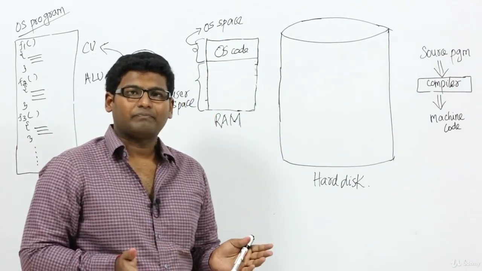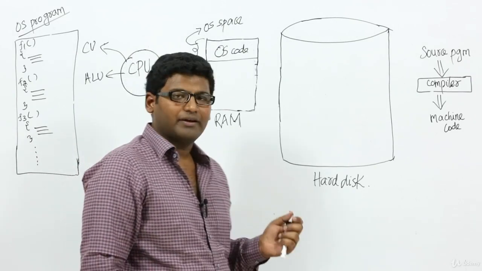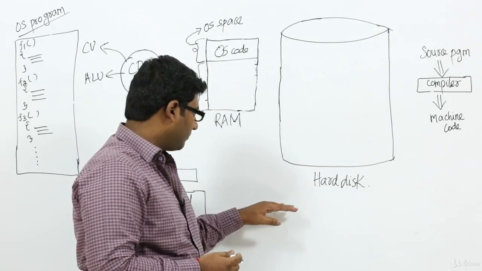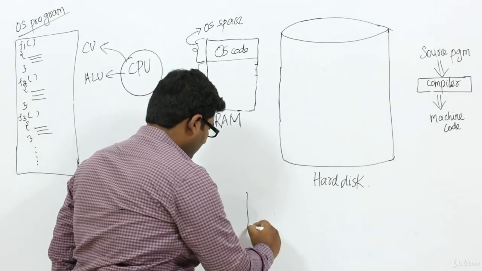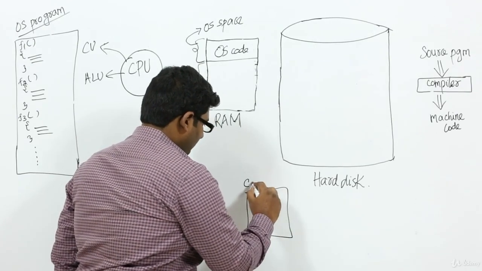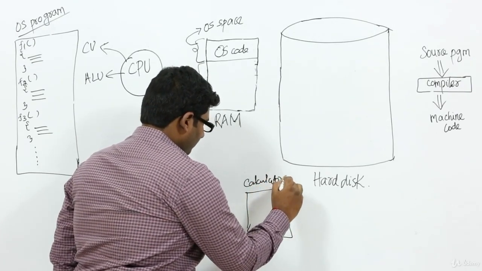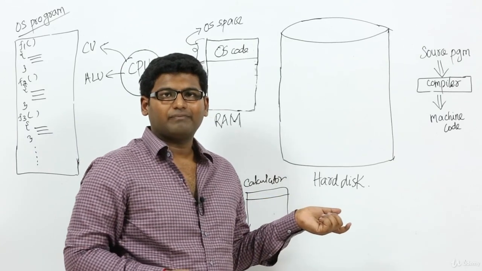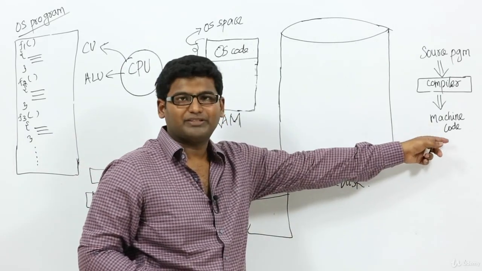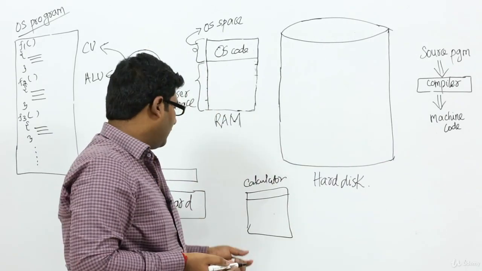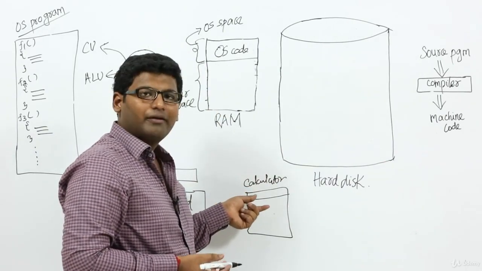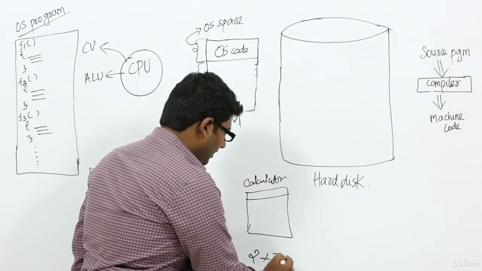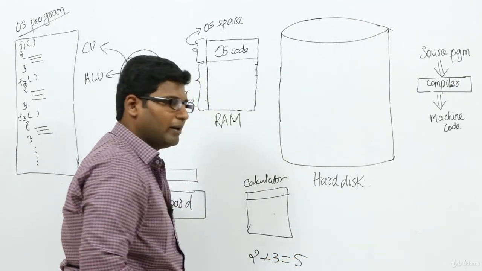Just to understand that, let's see how a calculator application works in our computer. We have a calculator software. This software will be in exe format, right? Executable code. We have already seen it. Machine code is nothing but executable code. Both are same. Now using this software, I am going to add two numbers, say 2 plus 3, and then I wanted to see the result equal to 5 in my monitor.